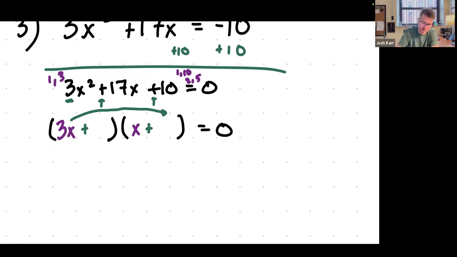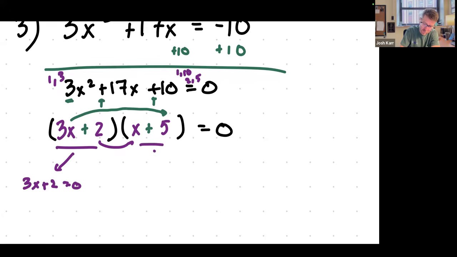3 times 5. 3 times 5 is 15, and that's paired with a 2. So 15 plus 2 gives us a 17 that we're looking for. Cool. So that's a good factor. All right, so we have our 2 factors, and now we're going to be able to use that multiplicative property of 0, where something times something equals 0. Thus, one of these things just needs to be equal to 0, and we would find a solution for each.